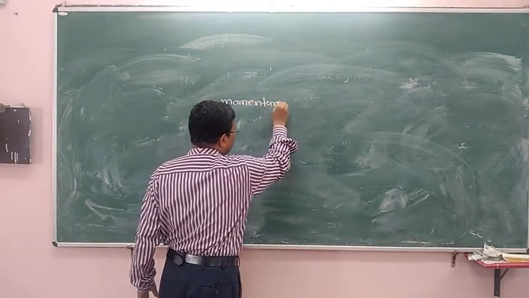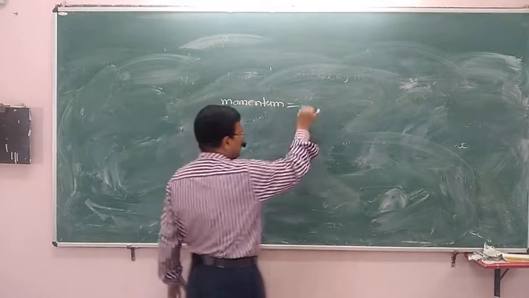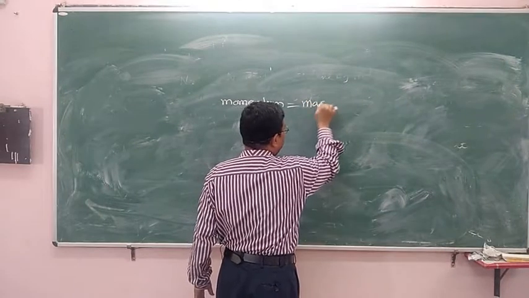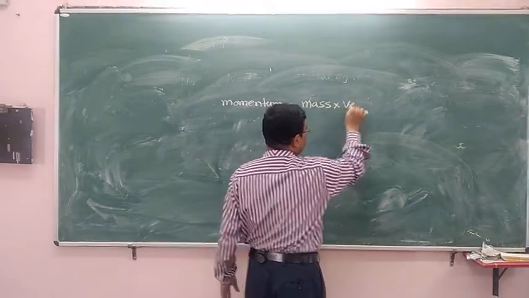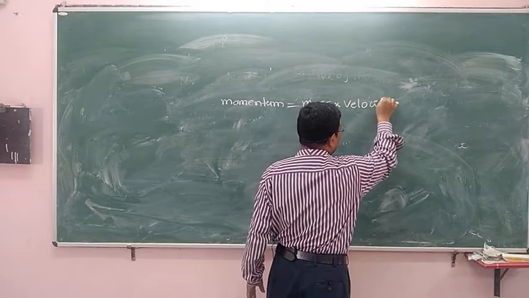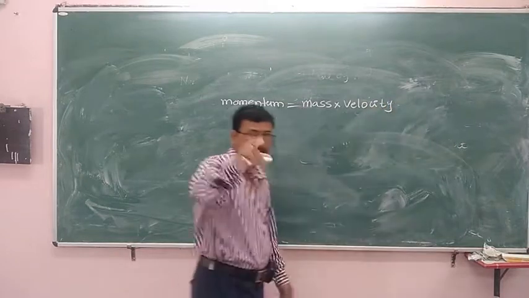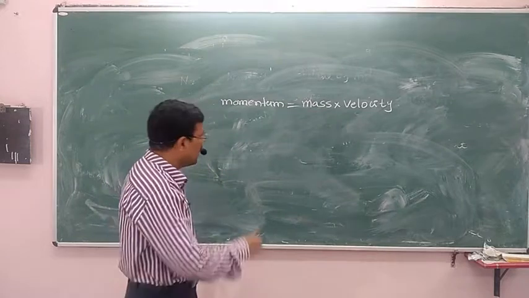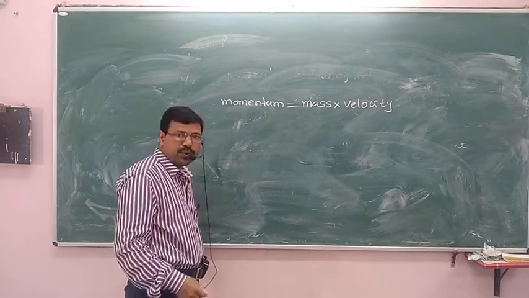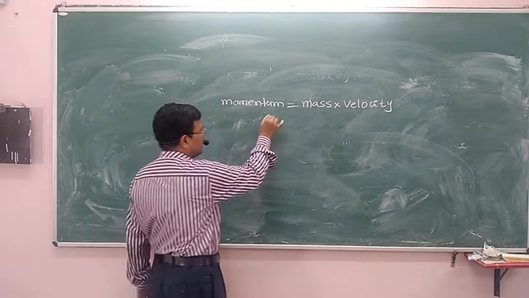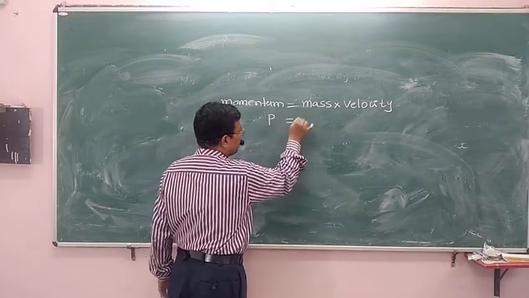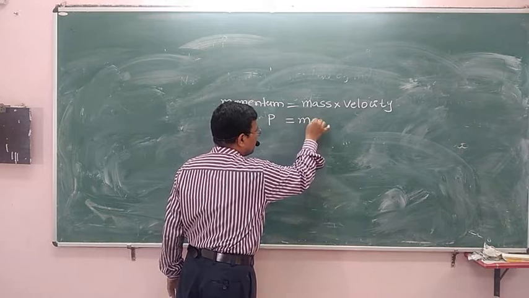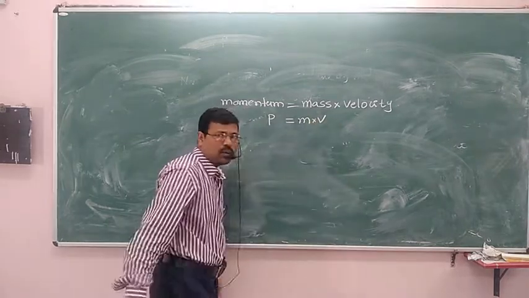Momentum is equal to the product of mass and velocity. Momentum is denoted by the symbol P. P is equal to m into v.